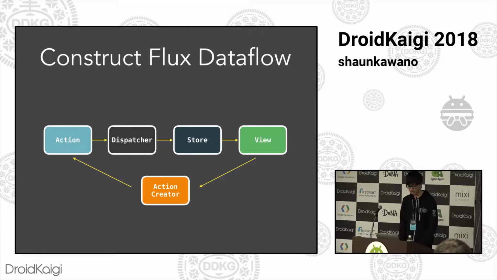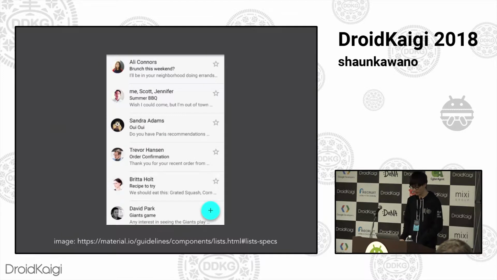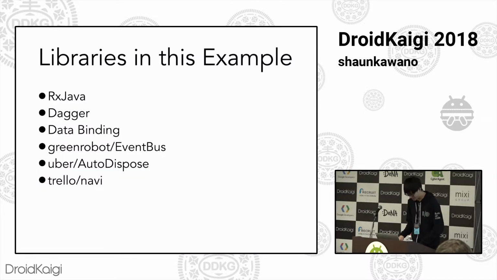So let's see how we can construct Flux data flow by imagining that you need to show a list of users in one activity. By the way, the image I stole from Google material design website. Thank you, Google. And okay, so as we see, I'm gonna introduce some of the libraries I use.